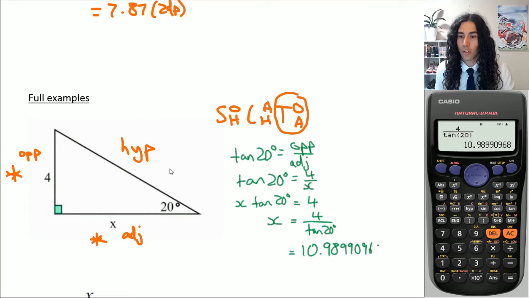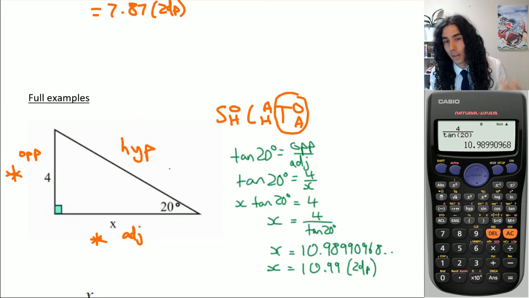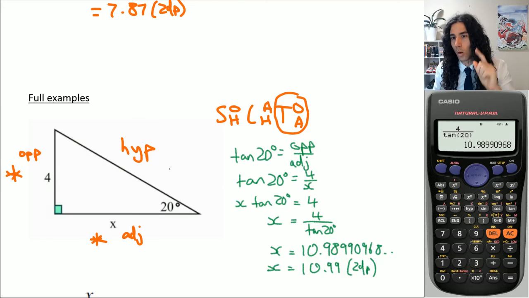10.98990968. Shoot, dot dot dot goes on forever. We only want, say, 2 decimal places, 10.99. 2 dp. Hey, that's how you do it. Gonna scroll down. And 3, 2, 1. Next one.